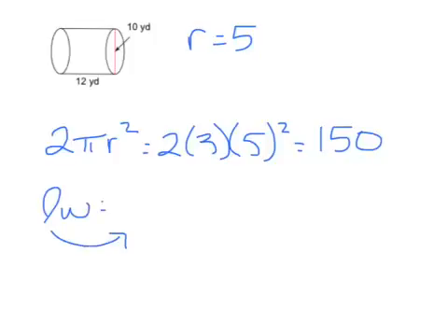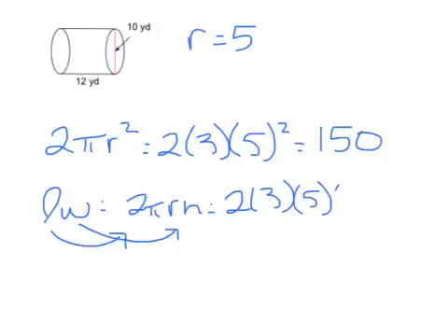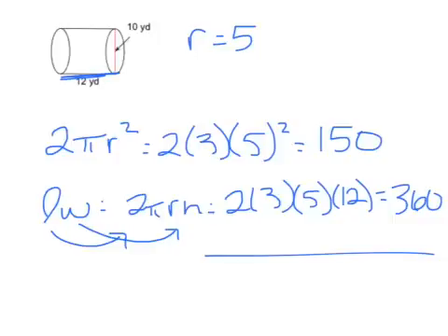Remember your length, 2 pi r, that's your circumference, and your width is your height. So we're going to do 2 times 3 times your radius, which is 5, times the height of your cylinder, which in this case is 12. Remember, guys, that your height is not necessarily how tall your rectangle is. It's the distance between your two bases. So when I multiply all that out, I end up with 360. And the last thing is to add those together, so I end up with 510 yards squared.